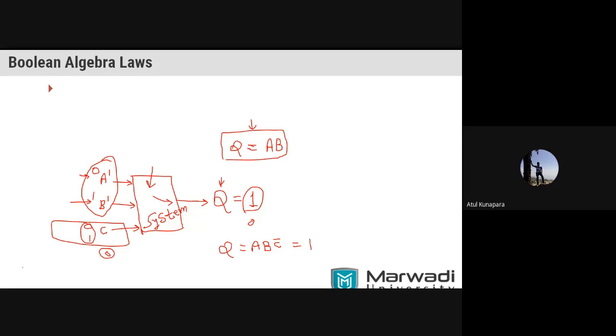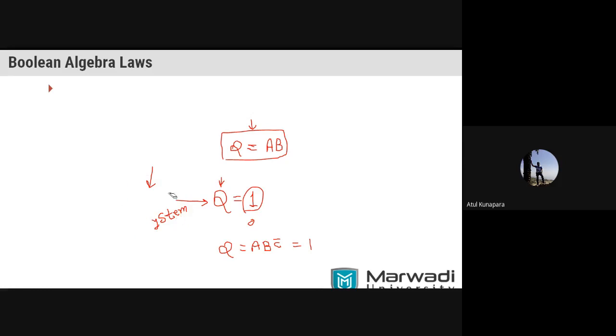So what is Boolean algebra? It is the method, or you can say the rules, which you can apply on your Boolean expression to reduce it to a smaller size so that it can be easily implemented using a small number of logic gates. That is what Boolean algebra is.